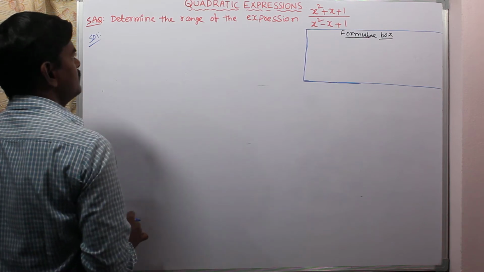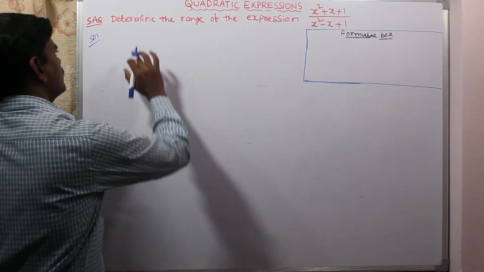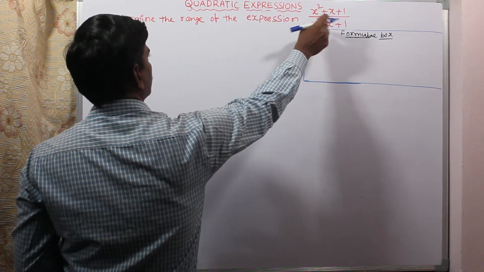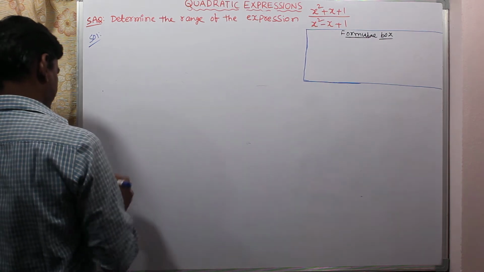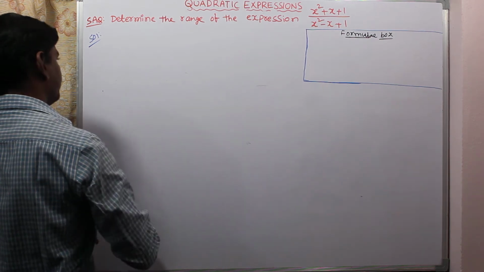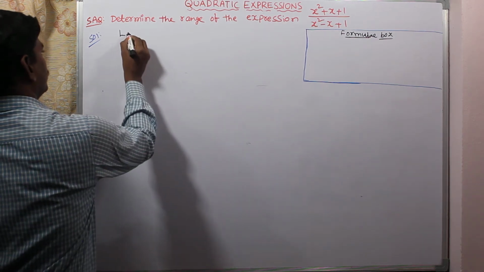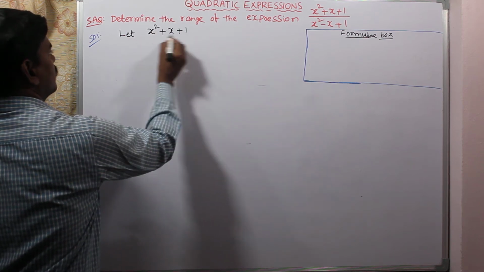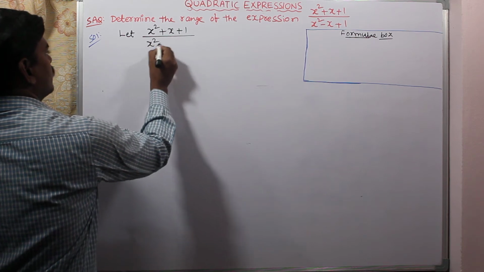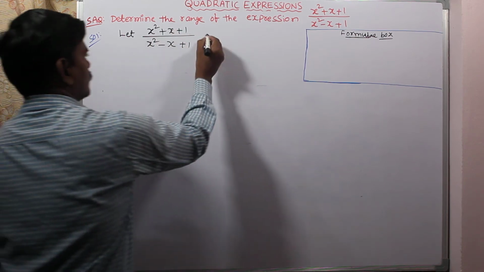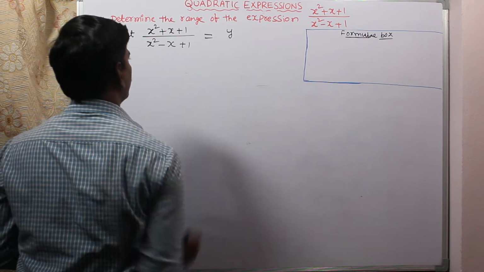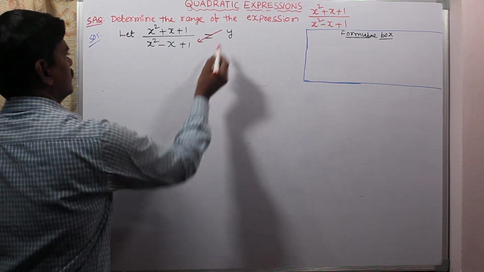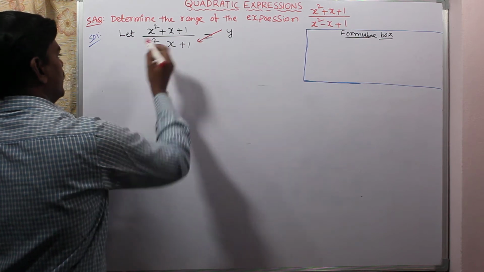Okay, do practice. Every range problem will go with naming the given function as something, y. So let y equal x square plus x plus 1 by x square minus x plus 1; the given expression must be named as y. Next you can go for cross multiplication. We have to multiply each and every term by y.